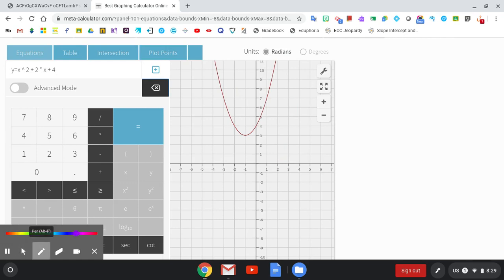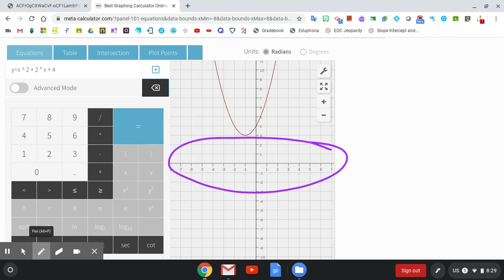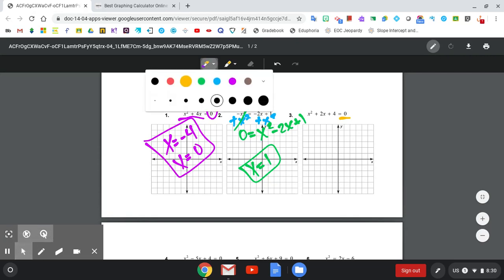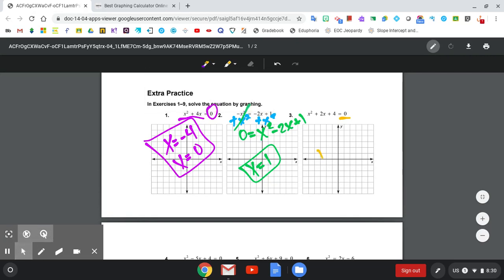So again, I am looking at where I cross or touch this x-axis. Does this parabola even get close to this x-axis? No, it has all of this space in between. So if it doesn't cross or touch, I know that means this is going to have no solutions. Now, some of you want to just put 0, but 0 can be a solution. 0 is a number, okay? So we don't want to put a 0. We want to put no solution.